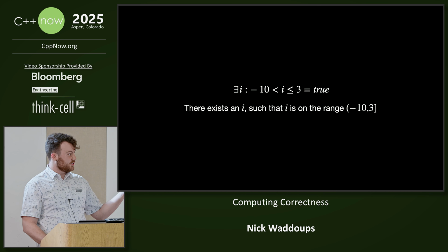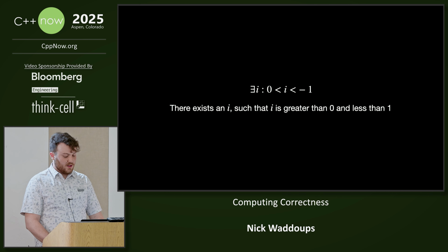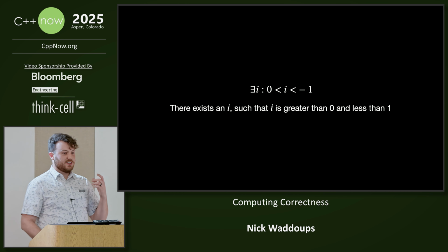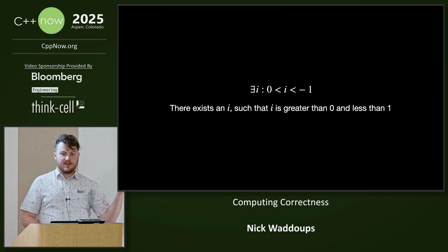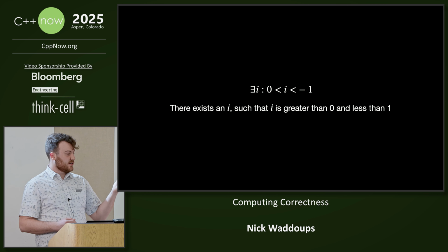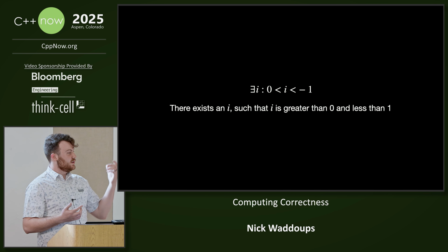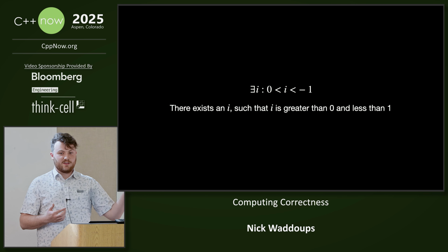So this returns true as a proposition. This also means that we can have nonsensical statements in our exists clauses. For example, here we're asking, does there exist an i such that i is greater than 0 and i is less than -1, which as a statement doesn't really make sense. Obviously that's not going to be true, but that just means that this whole statement evaluates to false.